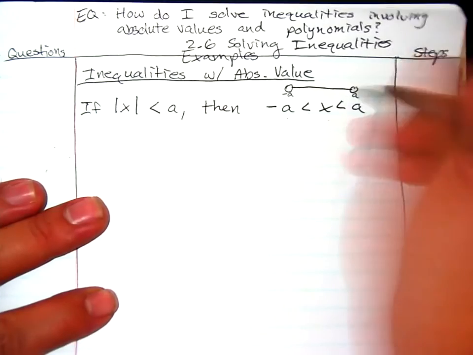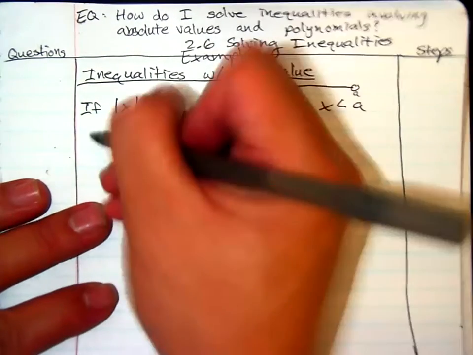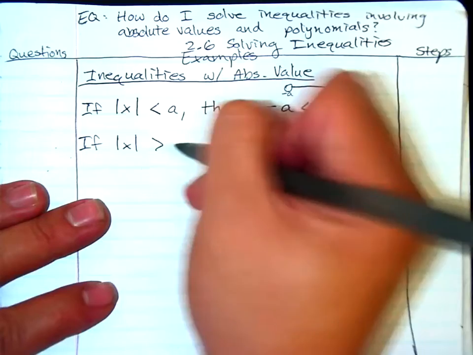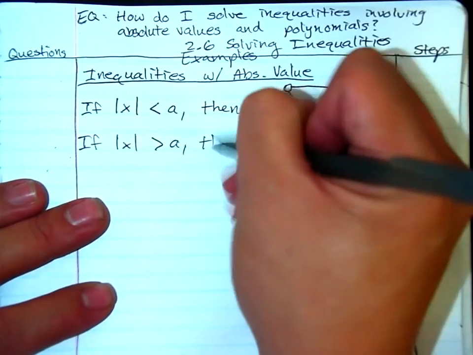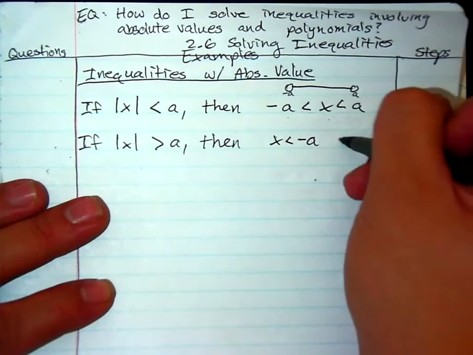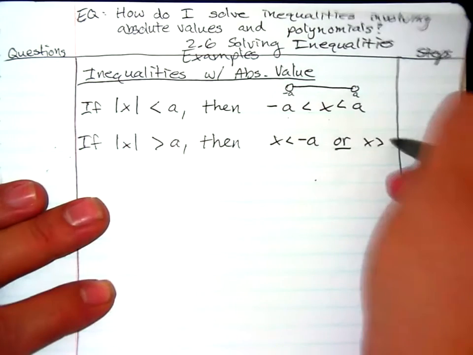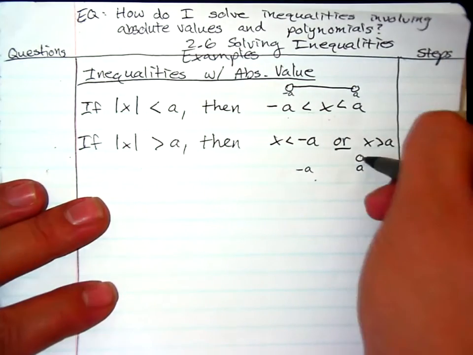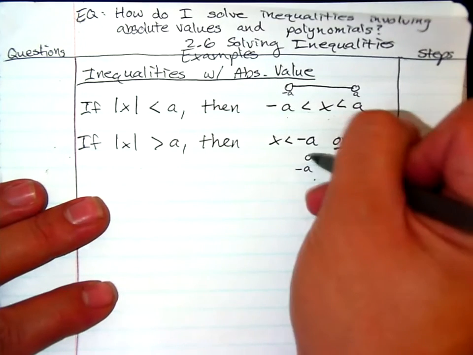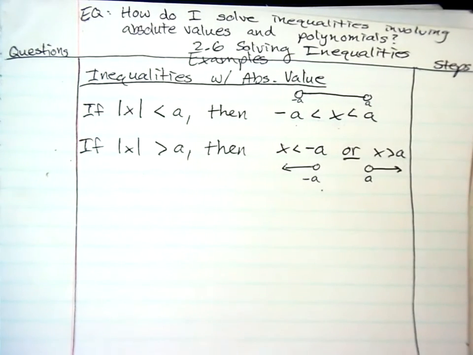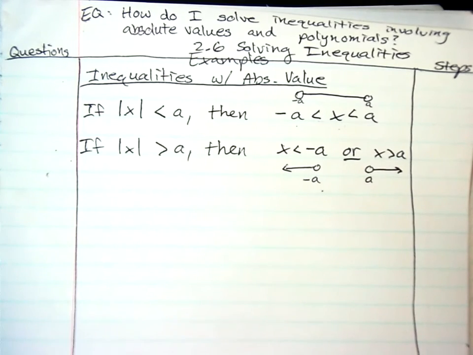Okay. Now the other condition is if absolute value of x is greater than a, then x is less than negative a, or x is greater than a. In other words, you have negative a over here, open circle, going that way, and a, open circle, going that way. So basically your inequality is going to look very different depending on these two cases.